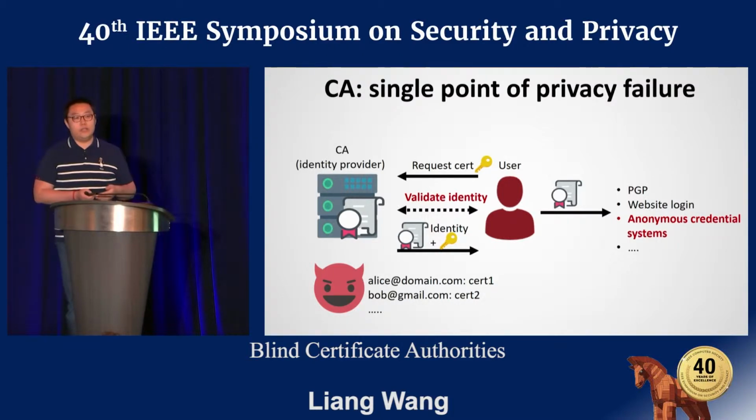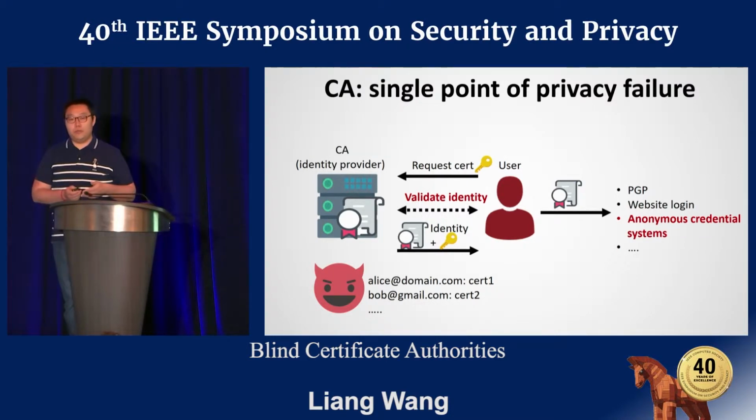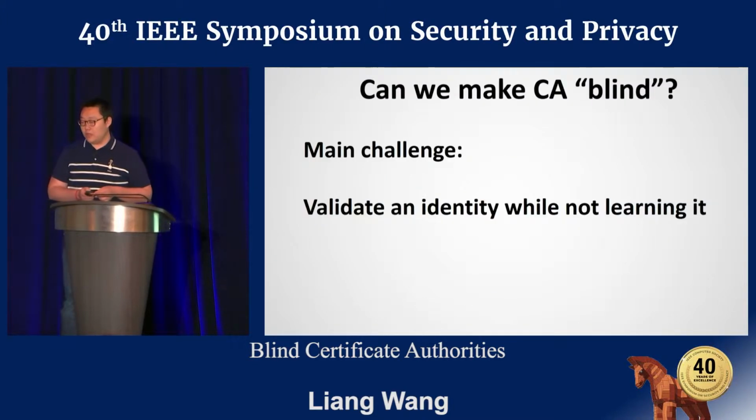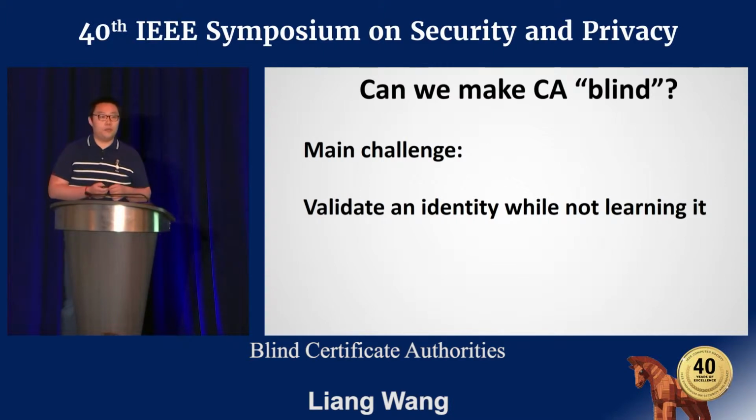Knowing the identity of all users could make a CA a single point of privacy failure, especially in anonymous credential systems. If the CA has been compromised, the user won't be able to achieve anonymity anymore. In this work, we ask this question: can we validate the identity while not learning it? The answer appears to be no, but with secure multi-party computation and zero-knowledge proof techniques, we make this happen.